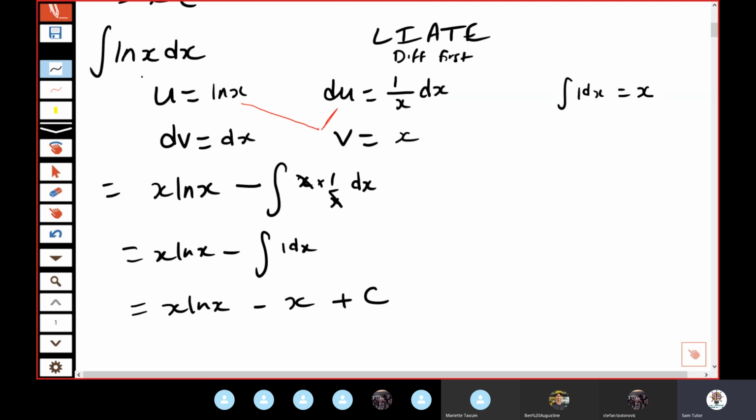Now you guys know how to integrate logs. To be able to integrate logs, you must use integration by parts. And that is the integral of a log: x ln x minus x. All right. Good work, Stefan.